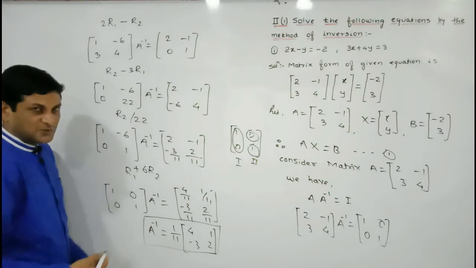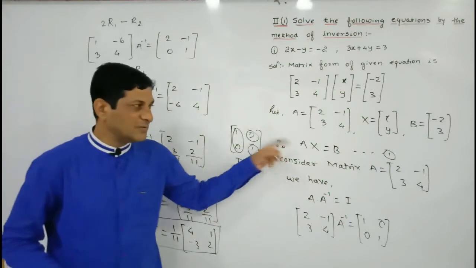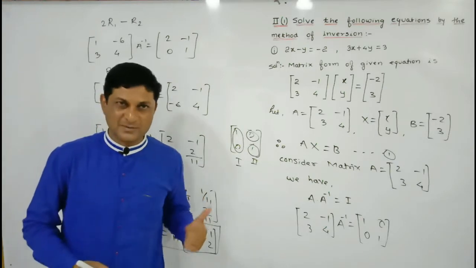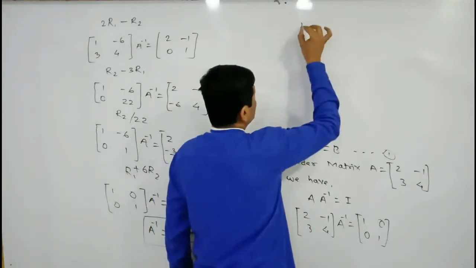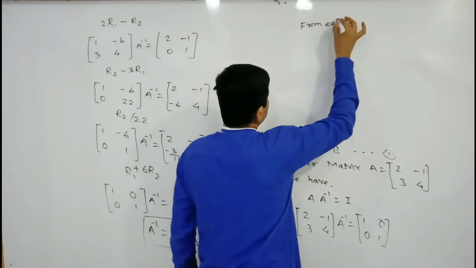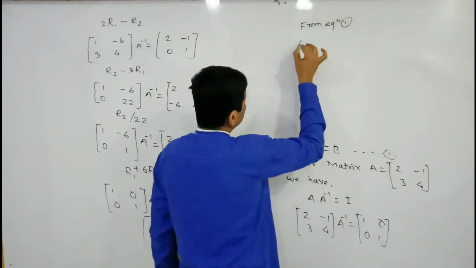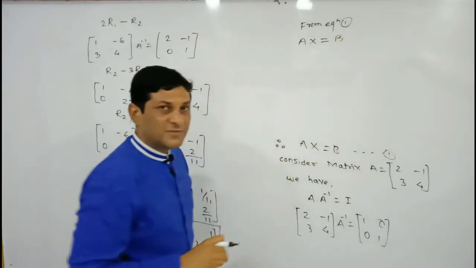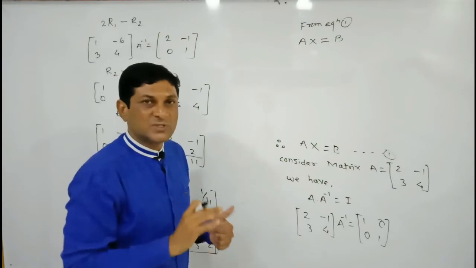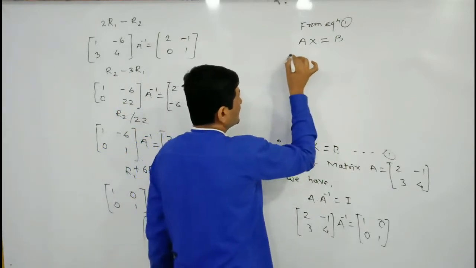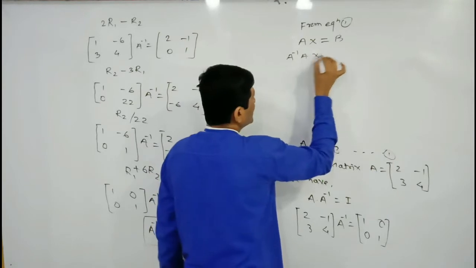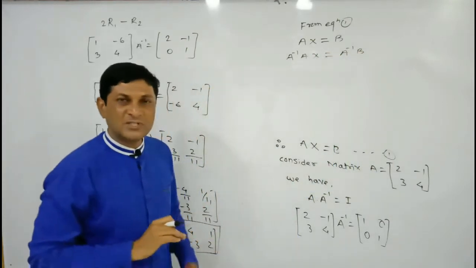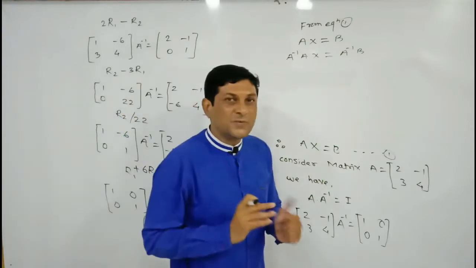Once the inverse is known to us, then again we have to consider equation number 1 and multiply both sides of this equation by A inverse. From equation 1, what is our conclusion? What is equation 1? A into X is equal to B. Once this equation 1 is considered, then multiplying both sides of this equation by A inverse, A inverse into AX is equal to A inverse into B. Just simply I am multiplying both sides of this equation by A inverse. Now see what we will get.